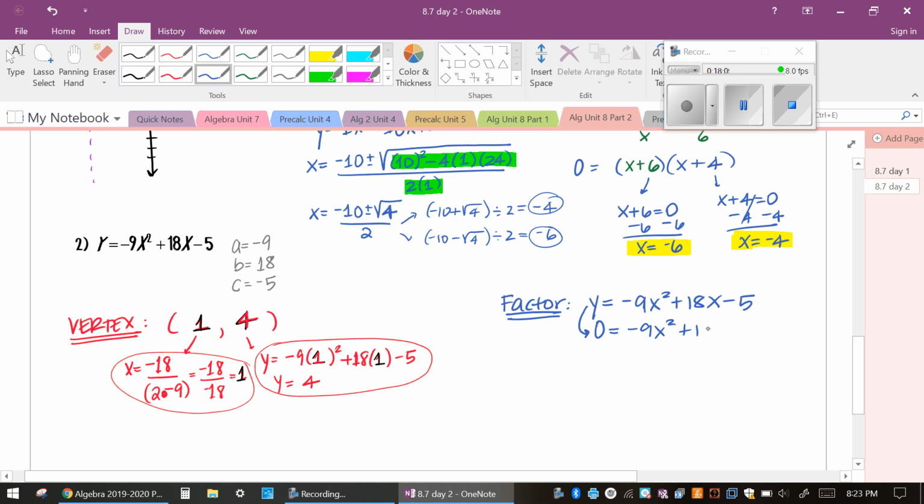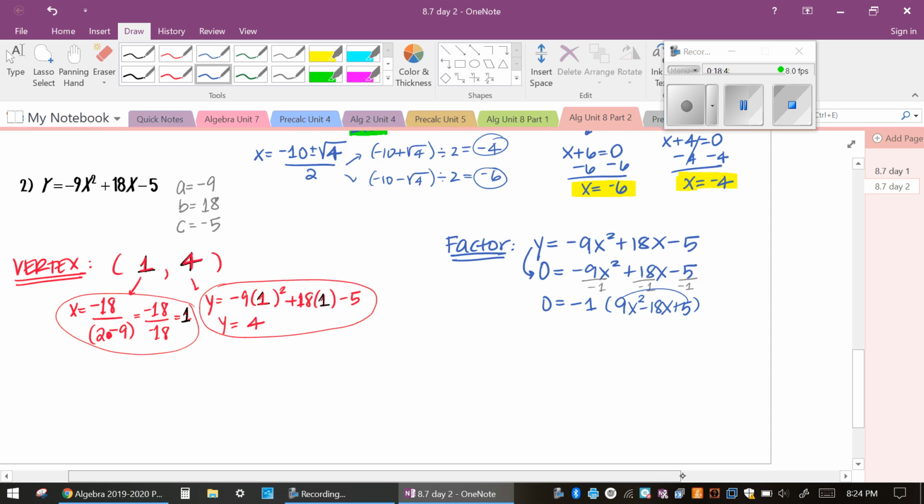When you are factoring, I don't know if you remember this, but if the leading coefficient is negative, you want to divide everything by negative 1. So if your leader is negative, your GCF is negative. There's nothing else that these 3 numbers have in common in terms of a GCF, so the GCF is just negative 1. So if I divide everything by negative 1, I get 9x squared minus 18x plus 5. Now I'm ready to start factoring that.